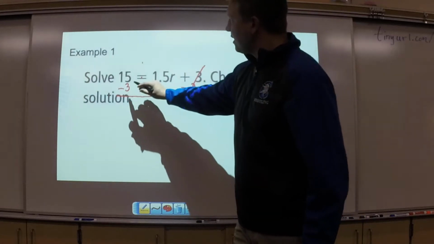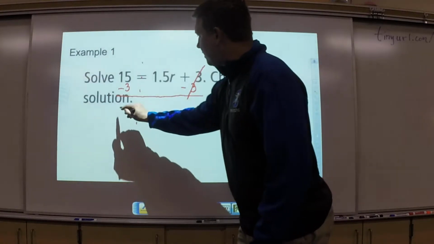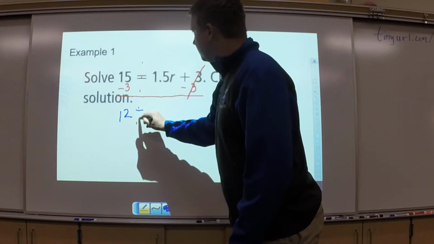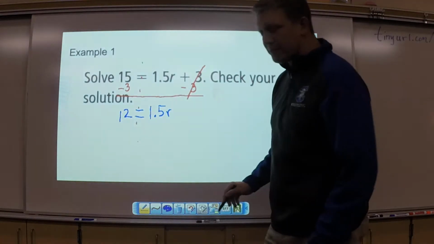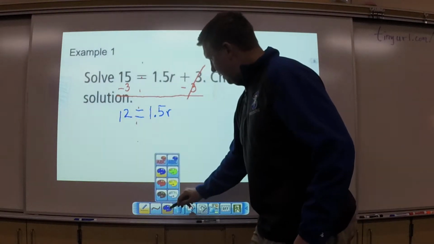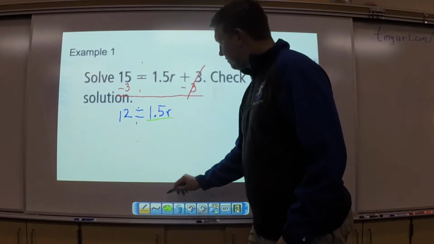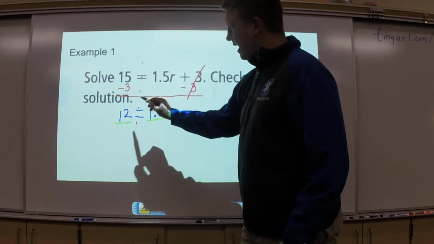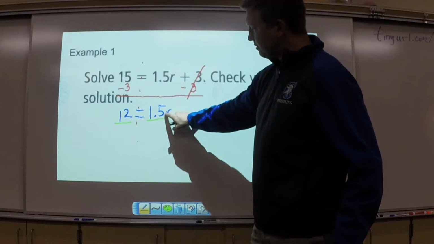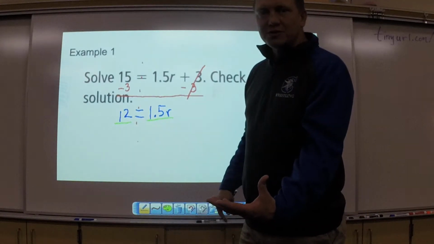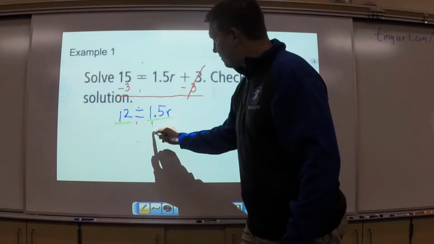All right, so right here, I'm going to subtract 3 and I get 12. I rewrite it, then I drop it down right here and I go 12 equals 1.5r. Definitely want to rewrite it to keep yourself organized. All right, next step is to divide both sides. And so I divide both sides, this side over here and this side. I chose to divide because this is multiplication in between here. The opposite of multiplying is dividing, so I need to divide by 1.5.